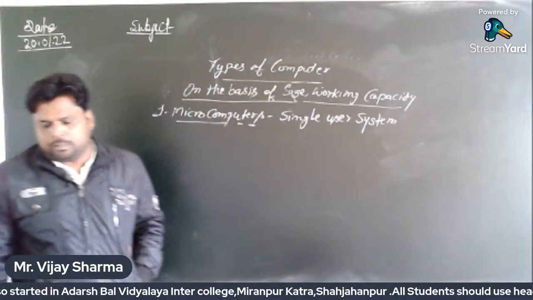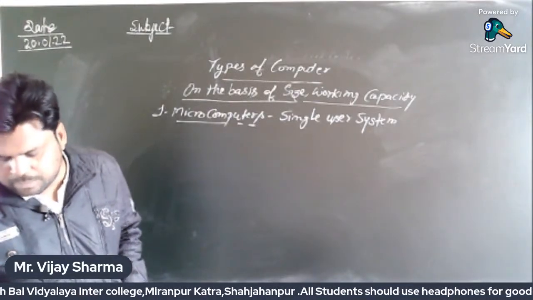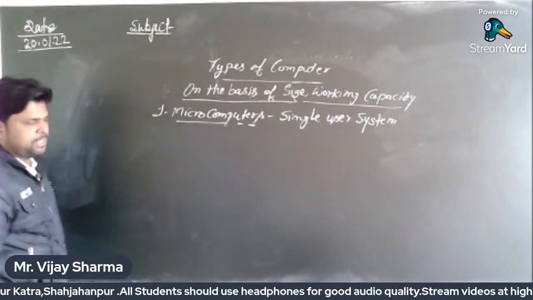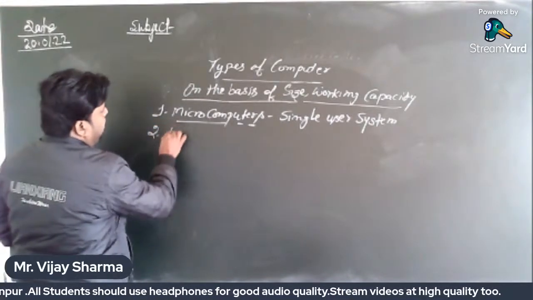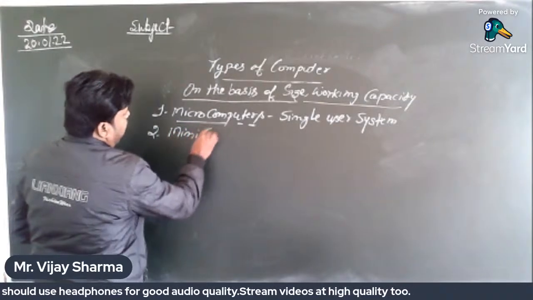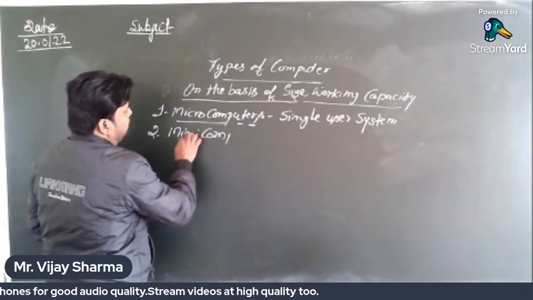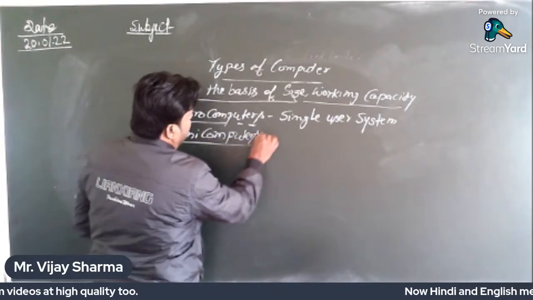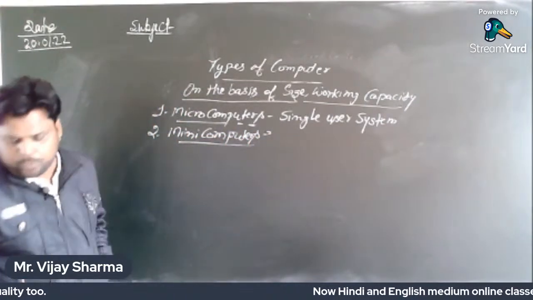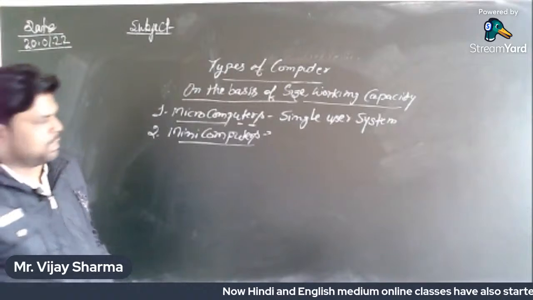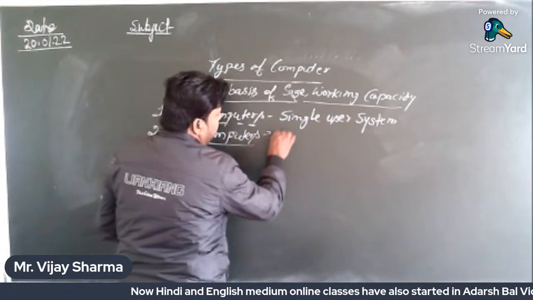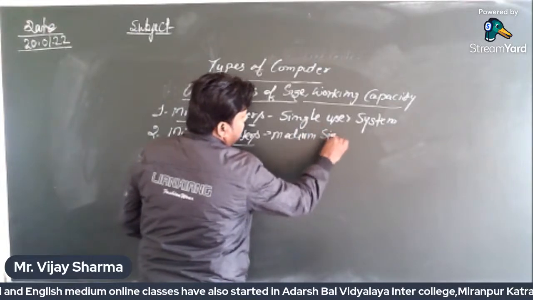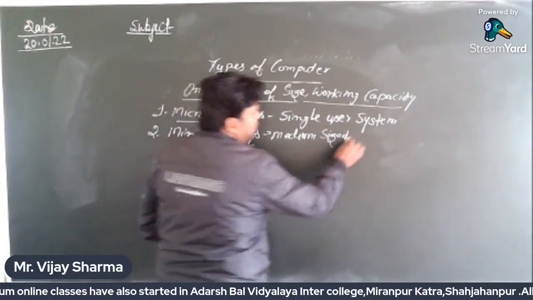The other computer, which comes after microcomputer on the basis of size and working capacity, is the minicomputer. Minicomputers are medium-sized computers.